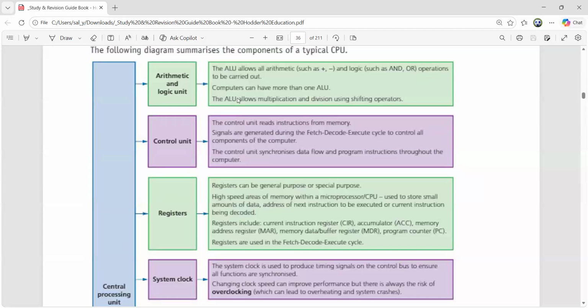And this is one important thing that we need to know. A computer may have more than one ALU, and that is what we talk about as a core. And the ALU allows multiplication and division using shifting operations. So from this, we are just recalling what we have learned about shifting in chapter number 1: logical shift left and logical shift right.